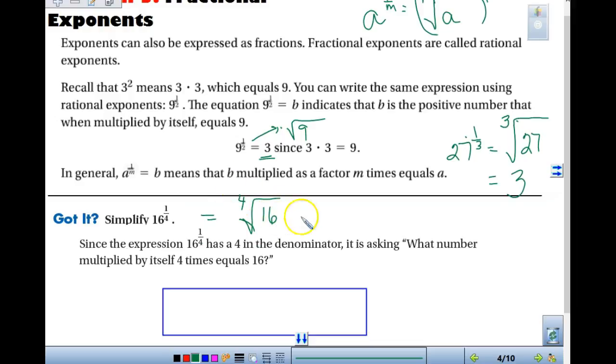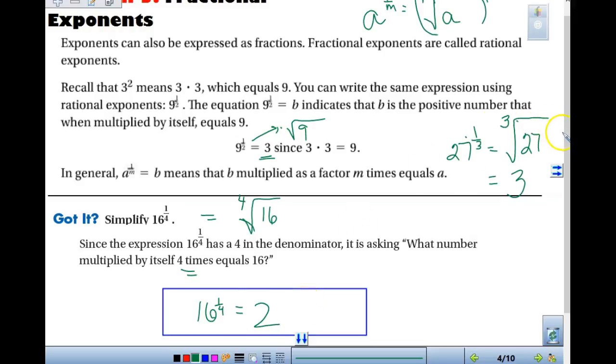That's what that fraction means. What number times itself 4 times gives us 16? Well, it can't be 4, right? Because you do 4 only twice. It needs to be something that we do 4 times. 4 times should be 2. 16 to the 1/4 should be 2, as you are looking at that.